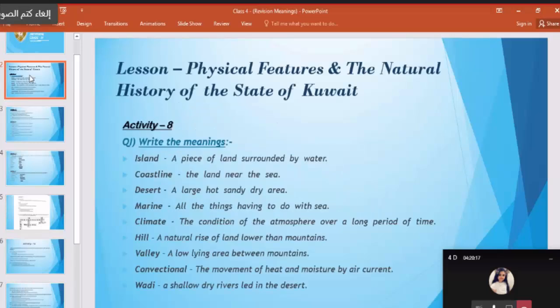See, the lesson name is Physical Features and the Natural History of the State of Kuwait. This is the lesson name. This is the first lesson in the reader book. Okay? Now I'll tell you the page number. Listen to me.